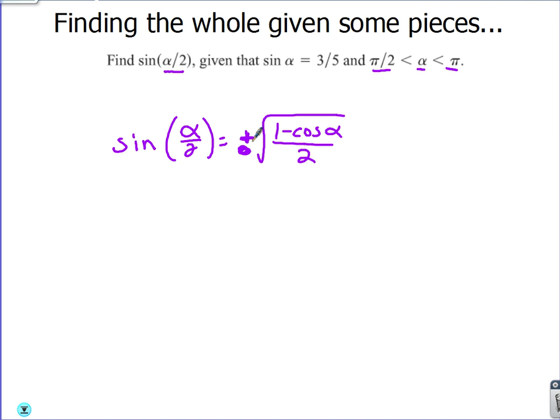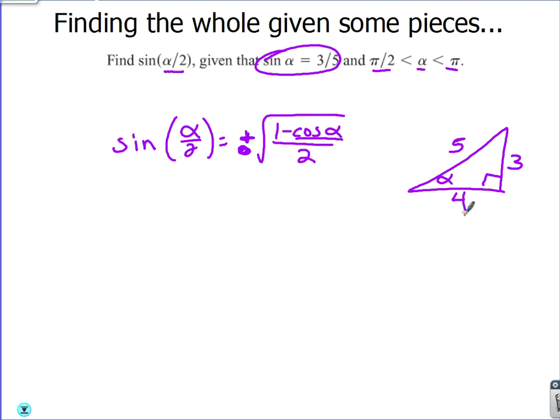So now to find the sine of alpha over 2, we simply plug in. Well, we've got a problem. We don't know what the cosine of alpha is. We know what the sine of alpha is. I always do this: here's alpha. Sine is opposite over hypotenuse. What's that third side? That's a 3, 4, 5 right triangle. So what's the cosine of alpha? 4/5. Good. We're close. Cosine of alpha is not 4/5, but careful: negative 4/5.